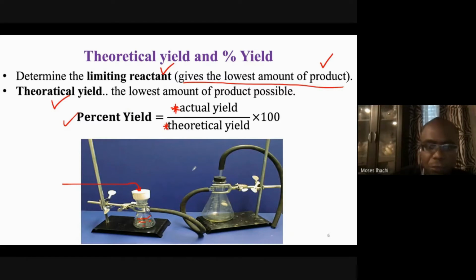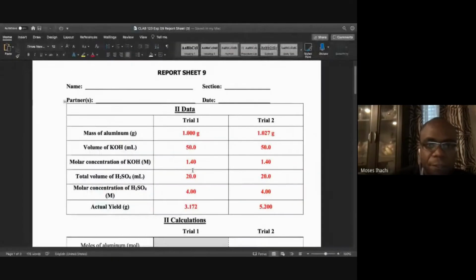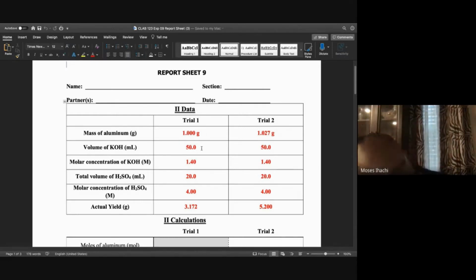Okay, so let's go to your report and do the math. So in your report 9, I've already given you the numbers that you need. I've given you the mass of aluminum for trial 1, trial 2. This is an actual result from last semester. So the volume of potassium hydroxide that was used is given. The molar of potassium hydroxide is given, 1.4 molar for trial 1. Volume of sulfuric acid is given. Molar concentration of sulfuric acid is given as 4 molar.